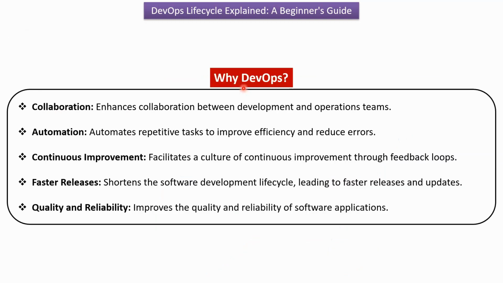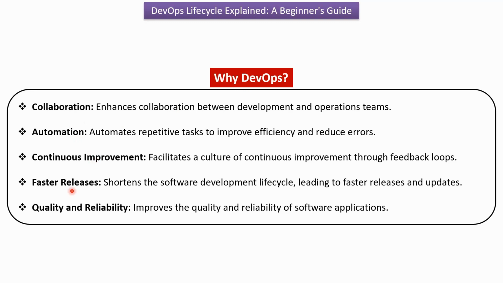Now we will see why DevOps is needed. The first point is collaboration. It enhances the collaboration between the development team and the operations team. The second point is automation. It automates repetitive tasks to improve efficiency and reduce errors. The third point is continuous improvement. It facilitates a culture of continuous improvement through feedback loops.